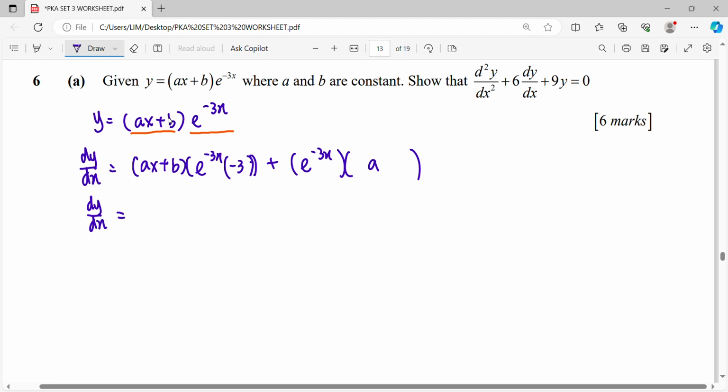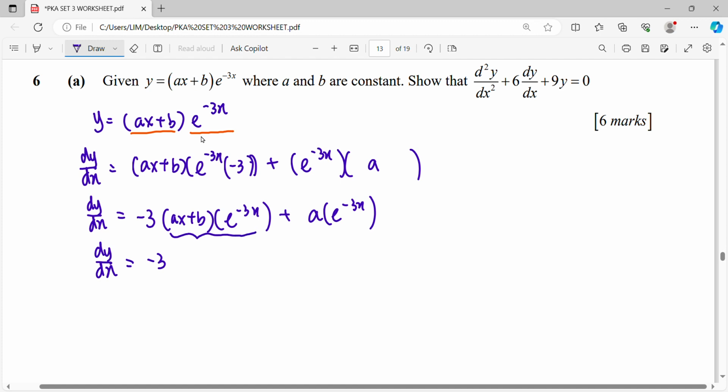Can you see back the question? Yes, right. This is similar to the question, right? So we can do it implicitly. So this one is negative 3 (ax plus b) e to the negative 3x plus a e to the negative 3x. Substitute back this part. Actually, it's exactly your question, so why, in order to differentiate it again using product rule, not just substitute y? We do it implicitly. And what's the purpose of this question?